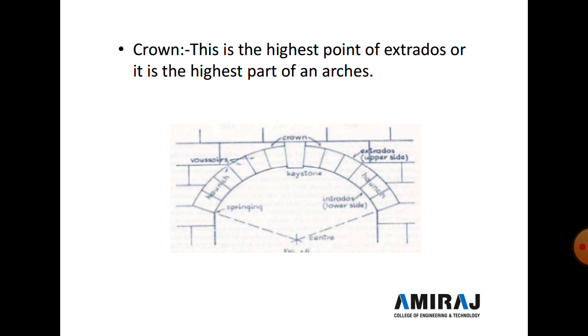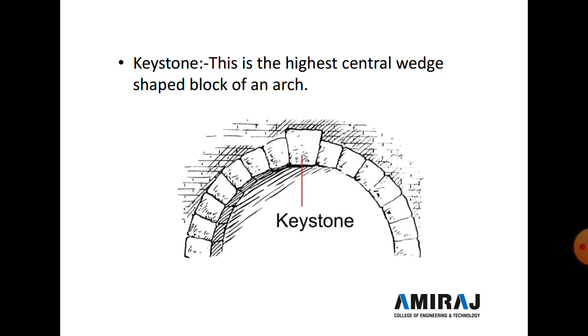Now next is the crown. See this figure on the top. This is the highest point of the extrados. It is the highest part of the arch, known as the crown. In this figure the crown is seen. It's the topmost part of the extrados. Now next is the keystone. The keystone is the highest central wedge-shaped block of the arch. A keystone is always provided at the center top.